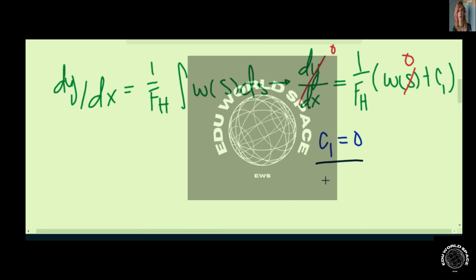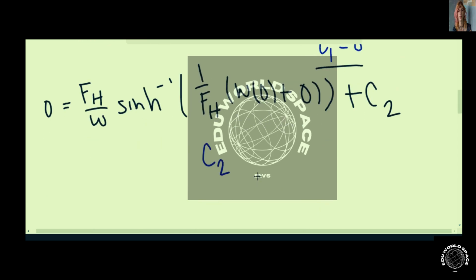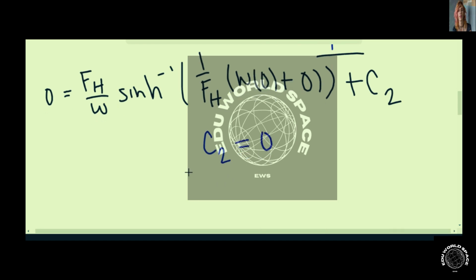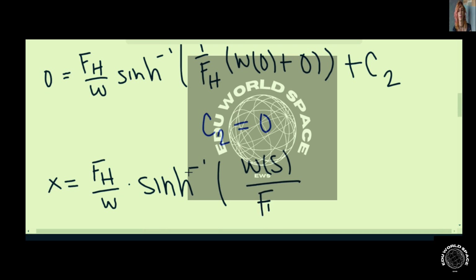Now, if you use this constant c1 as well as the boundary constraints for s and x and plug it into the original x equation, you'll get that 0 equals F_h over w times the inverse hyperbolic sine of (1 over F_h times w times 0, plugging in 0 for s, plus c1, which is 0), plus c2, and you solve for c2, that equals 0 as well, leaving us with a final equation of x equals F_h over w times the inverse hyperbolic sine of w times s over F_h.